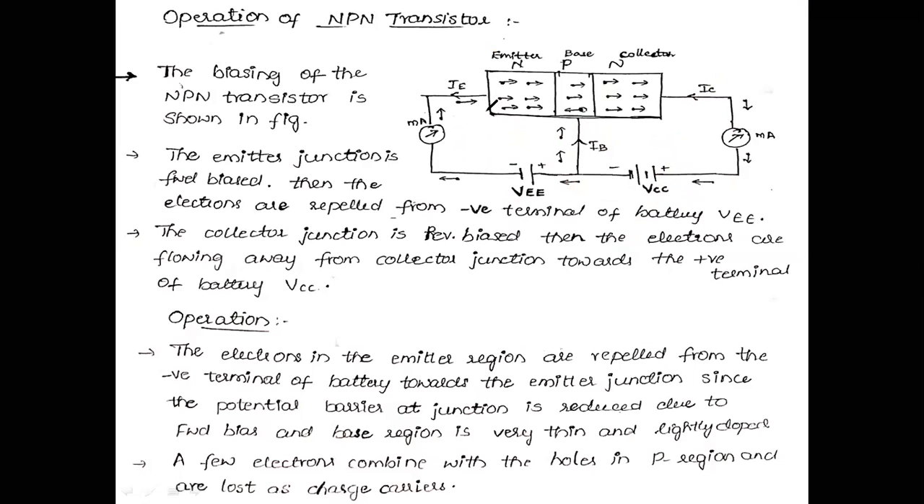Actually, these electrons are repelled by this negative terminal of battery, and these electrons are transmitting from emitter to collector only. But for our convenience, we are taking the conventional direction here. This is that emitter current is transmitted to base as well as collector.